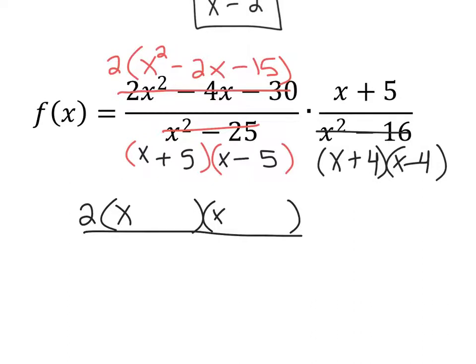15, 5, and 3. Now what are my signs? Well, this sign tells me that the bigger number needs to be a negative. Okay, so the 5 is a negative and the 3 is a positive. Negative 5 and 3 multiply to negative 15, but add together to give me negative 2.